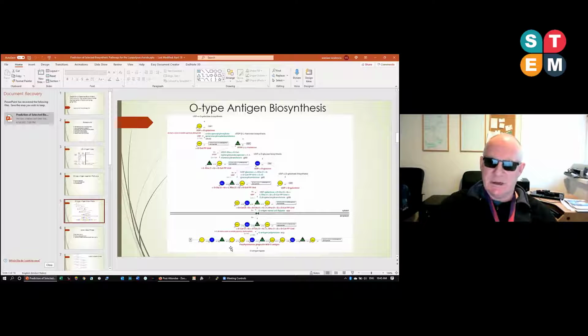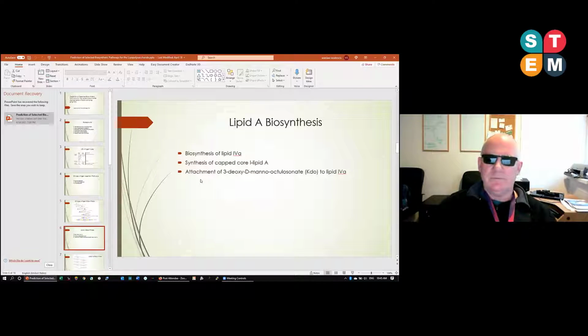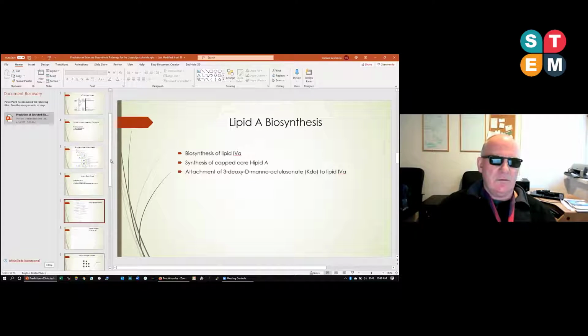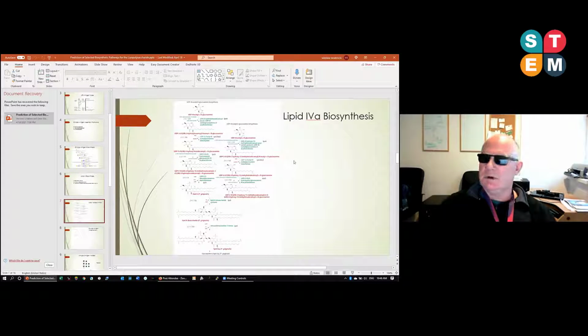But as I said, 3 to 5 units are known experimentally. So that part, once it's made, has to be attached to lipid A, and lipid A is made by a different pathway. First one has to synthesize so-called lipid 4A, then it has to add the capped core, and then we have to add the KDO part to the lipid 4A. So again, we have reconstructed those parts.